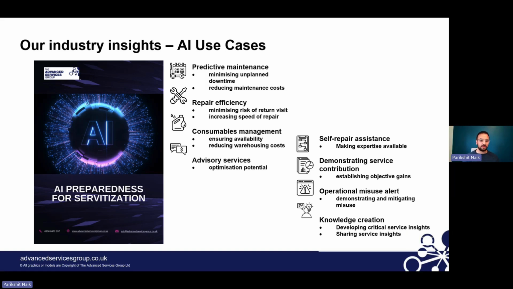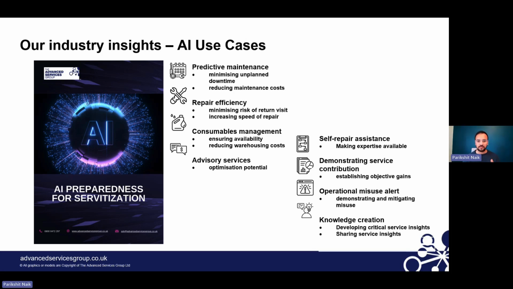And we tried to understand this from the AI perspective. Earlier this year, we launched this white paper, which discusses the preparedness of manufacturers to adopt AI for servitization. And it explained a number of use cases that are today's challenges for manufacturers and how AI can be a key part in addressing those.